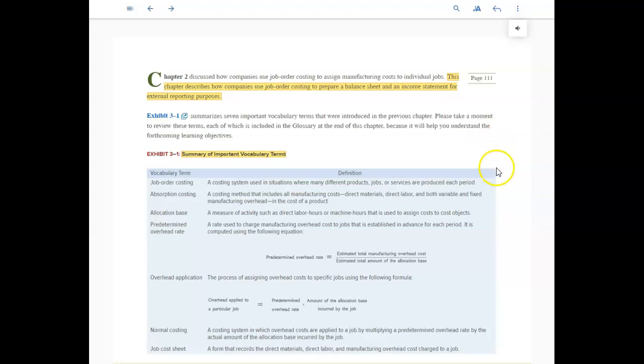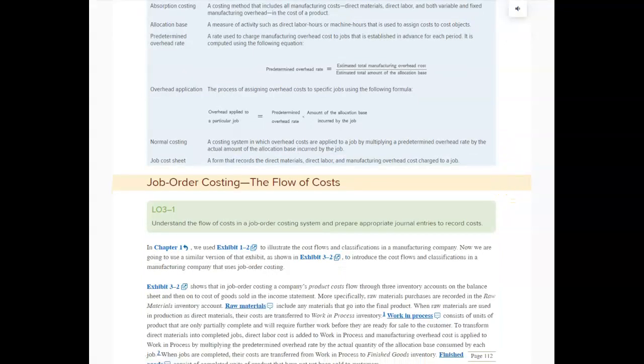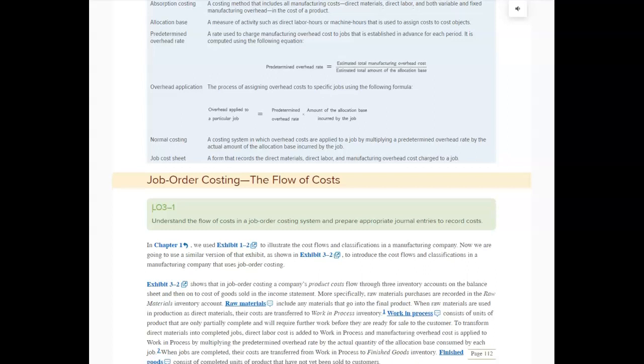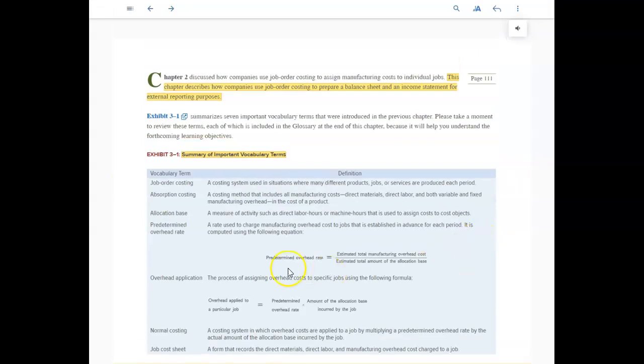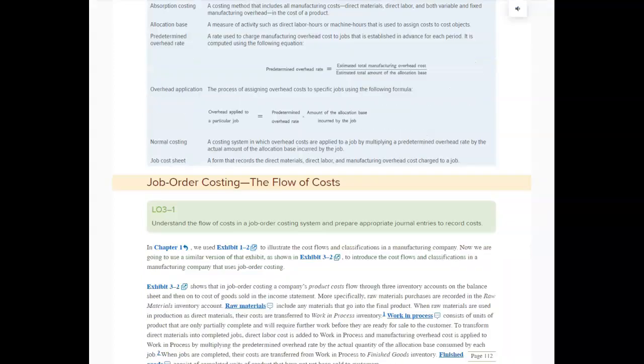First of all, let's look at the vocabulary terms. Okay. And we saw these terms in the last chapter. So make sure you review this on your own. I'm going to go through each one of these, but make sure you reread these so you're familiar with everything we're going to talk about here in a few minutes.